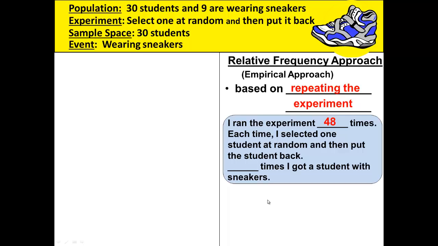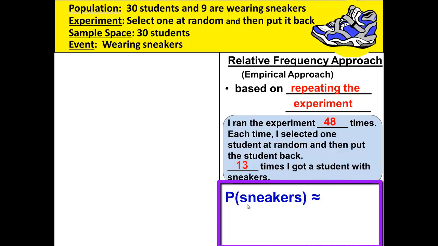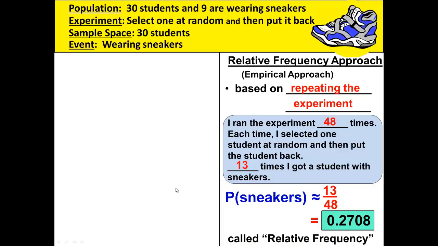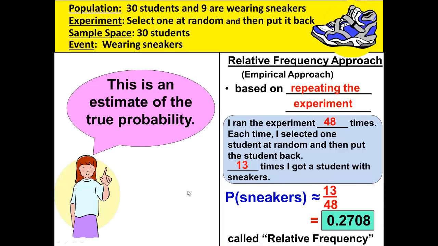I counted the number of times I got a student with a pair of sneakers, and that was 13 times. Then, by using relative frequency, I can find the probability of sneakers from my experiment was 13 out of the 48 times I selected a student. That gives me 0.2708, and this is called the relative frequency. This is an estimate of the true probability.